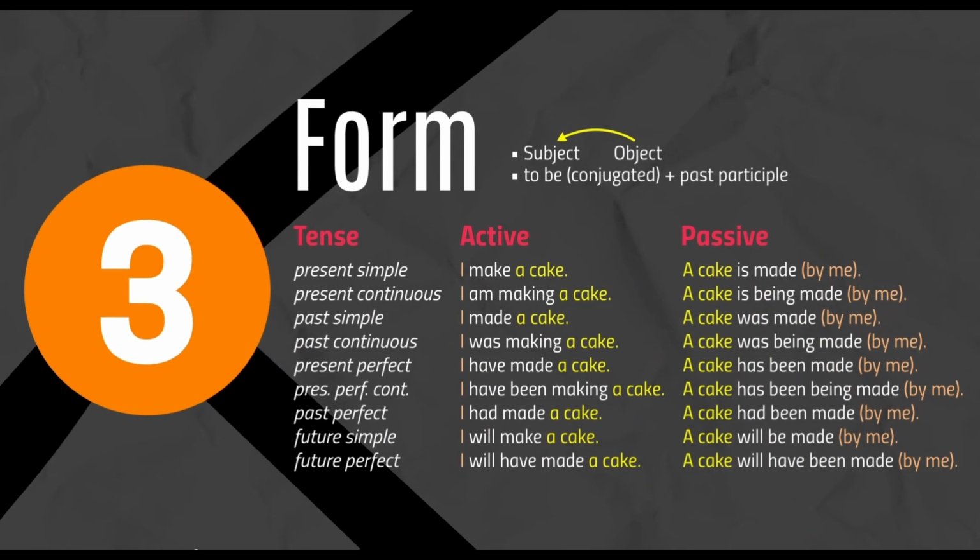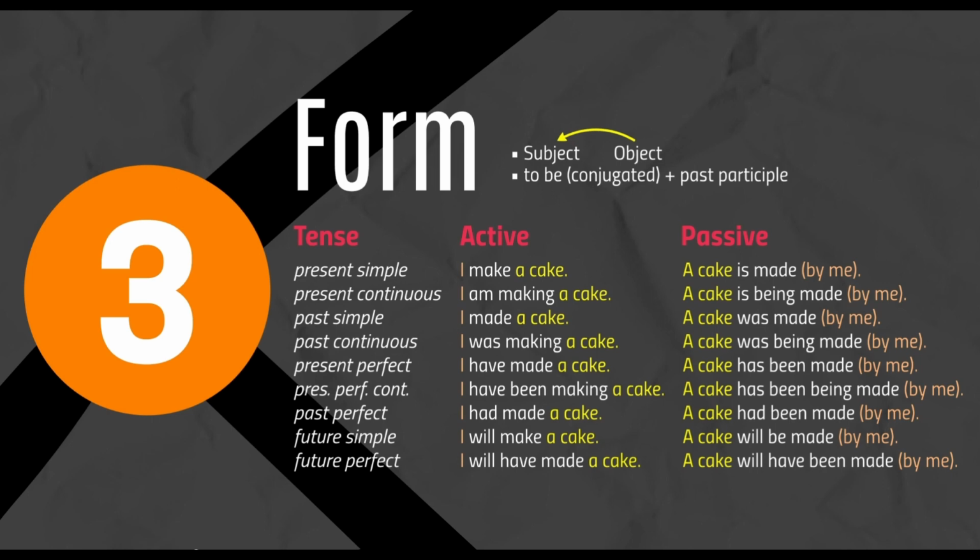So, in order to transform the object of an active sentence into the subject of a passive one, we have to place it at the beginning. Then, as we have seen, we have to conjugate the verb to be in the same tense as the main verb in the active voice, and then add the past participle of the specific verb. Remember that if you want to keep the performer of the action, you have to use the preposition by.